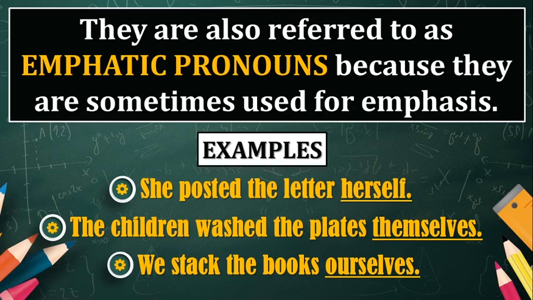Now, when you look at this, they are not only referring to the noun or the pronoun in the same sentence, they are also emphasizing. For instance, you can say she posted a letter, and that will be okay. But here you are bringing in the emphatic pronoun herself to emphasize the fact that she was the one and not another who posted the letter. So you have, she posted the letter herself. The children washed the plates themselves. We stack the books ourselves.